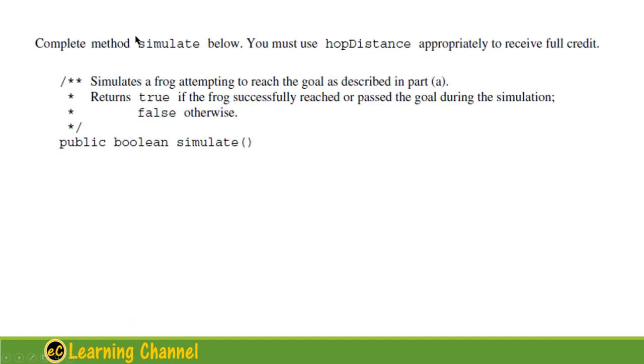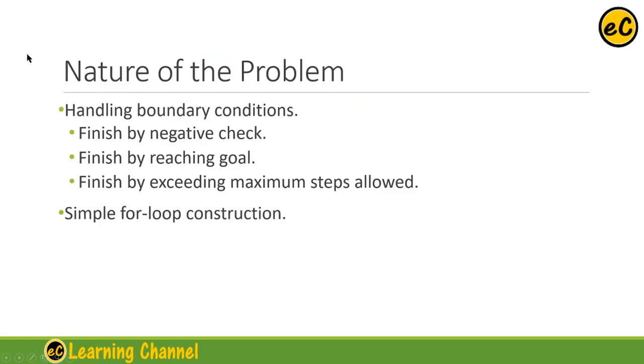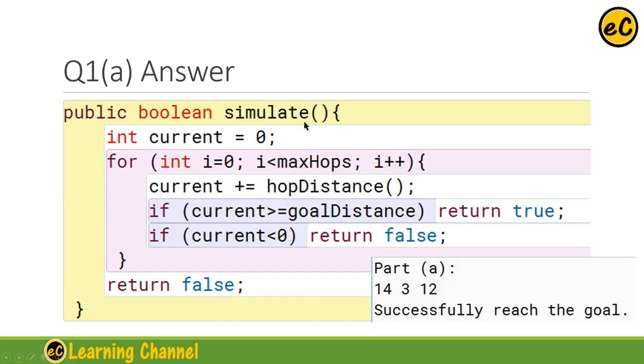Now part A needs you to write the simulate function. We just need to check whether you finish by a negative check, or you finish by reaching the goal, or you finish by exceeding the maximum steps allowed. Only the second one will return true, the others will return false. So basically it's a for loop.